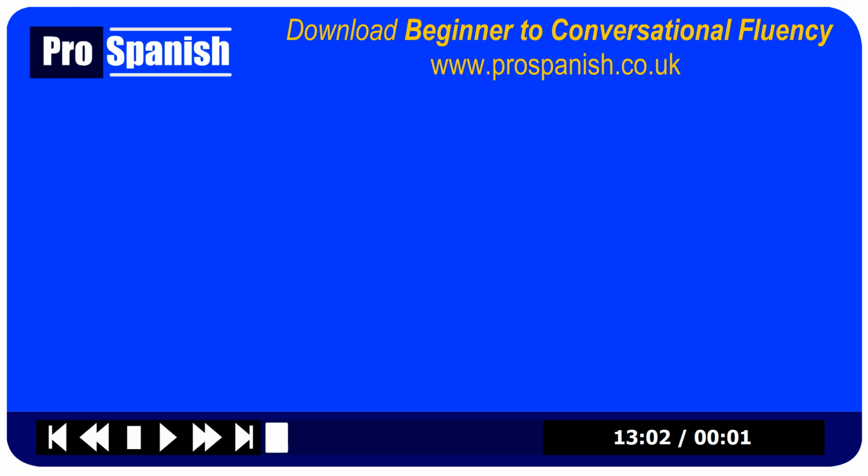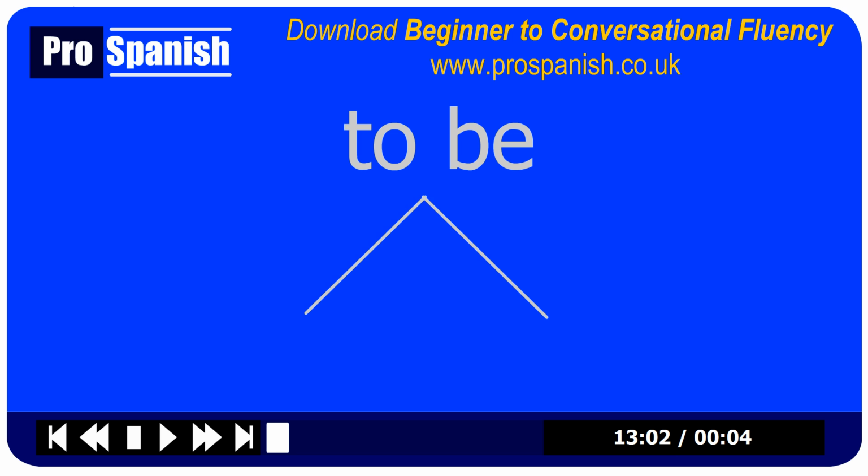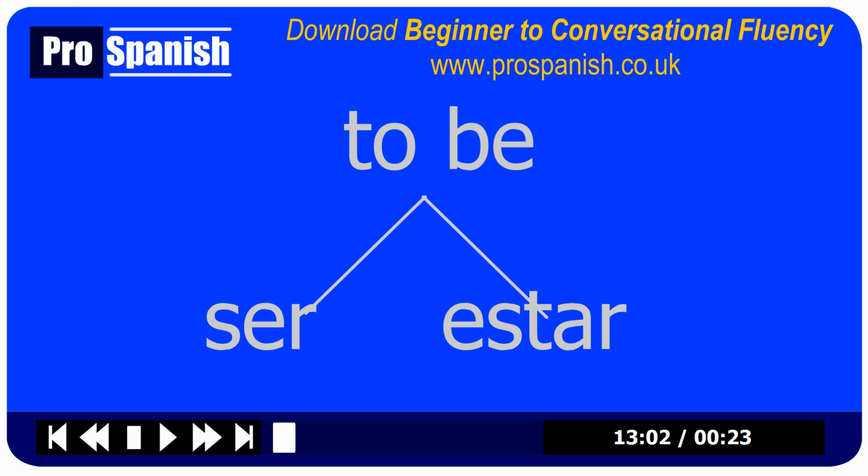In Spanish, there are two different verbs to be. That means that there are two different words for it is, for example, or she is, or he is, or even in the past, he was, she was, they were. Each of those has got a ser, to be, and an estar, to be version. So the two words for to be in Spanish are ser and estar.